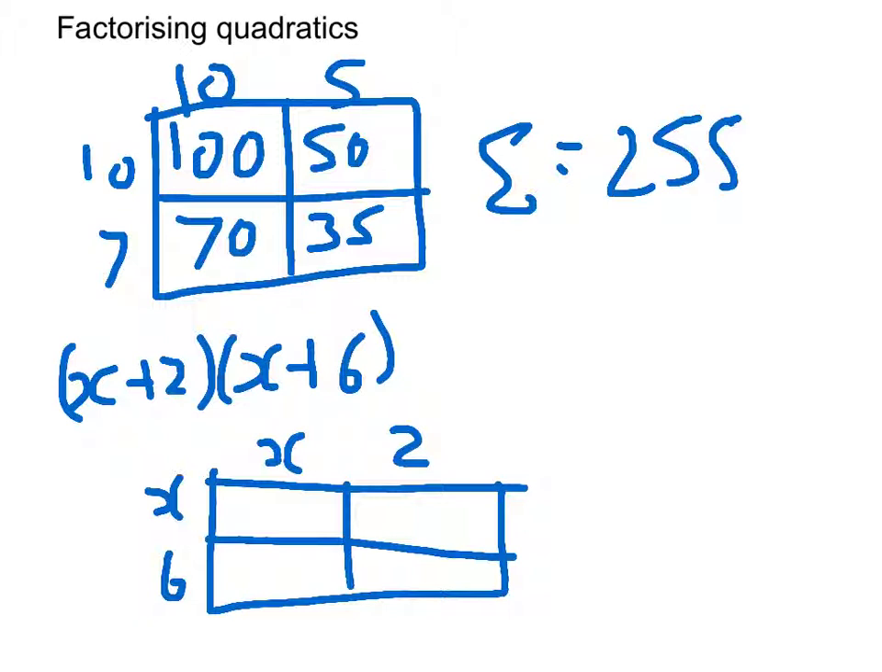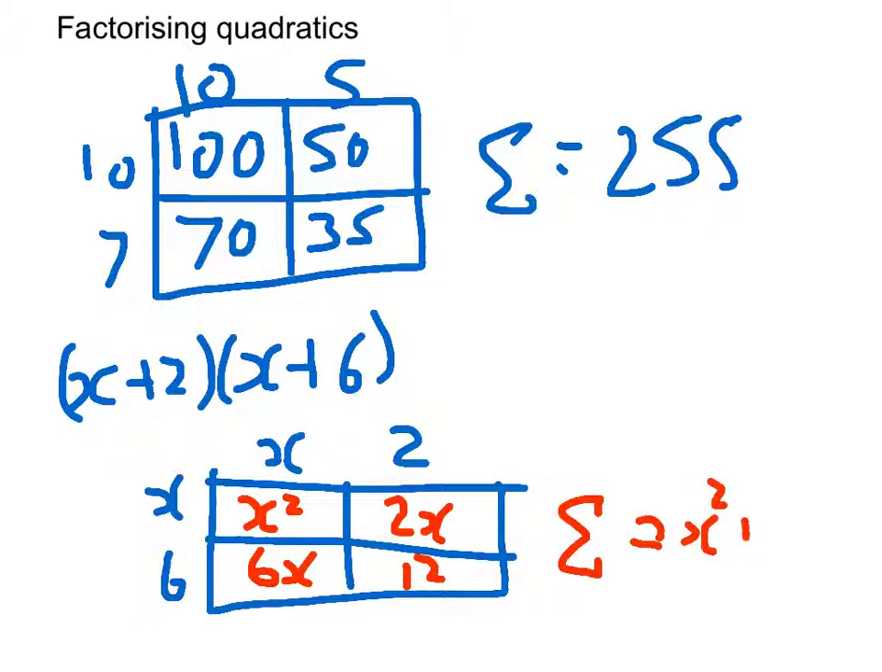Now, in here, I'd have x squared. Here I'd have x times 2. Here 6 times x. And here 6 times 2. The total of that lot is equal to x squared plus 8x plus 12.